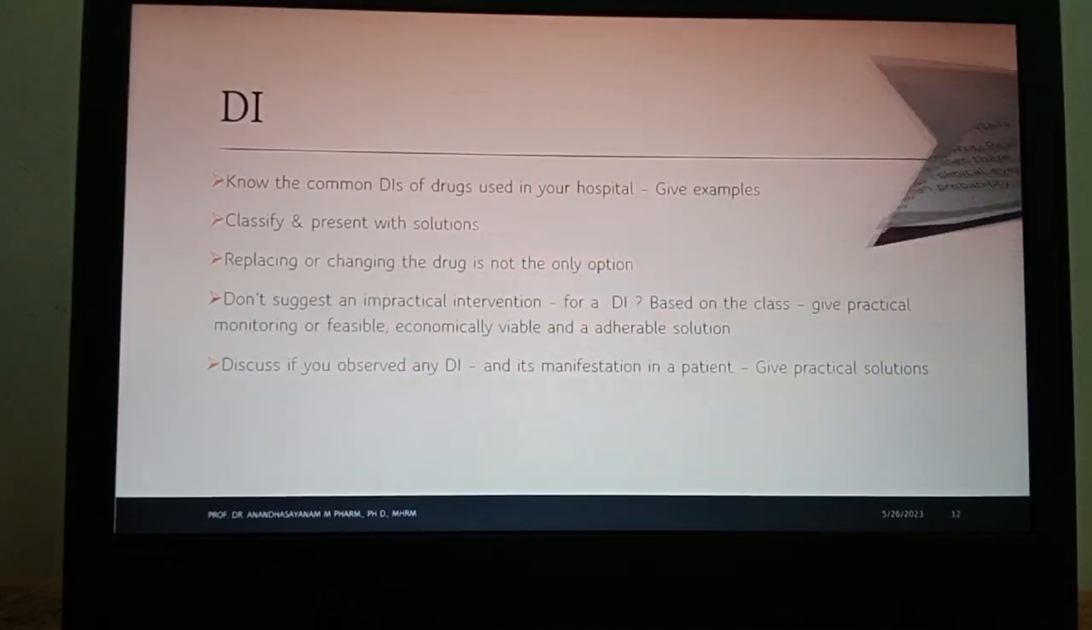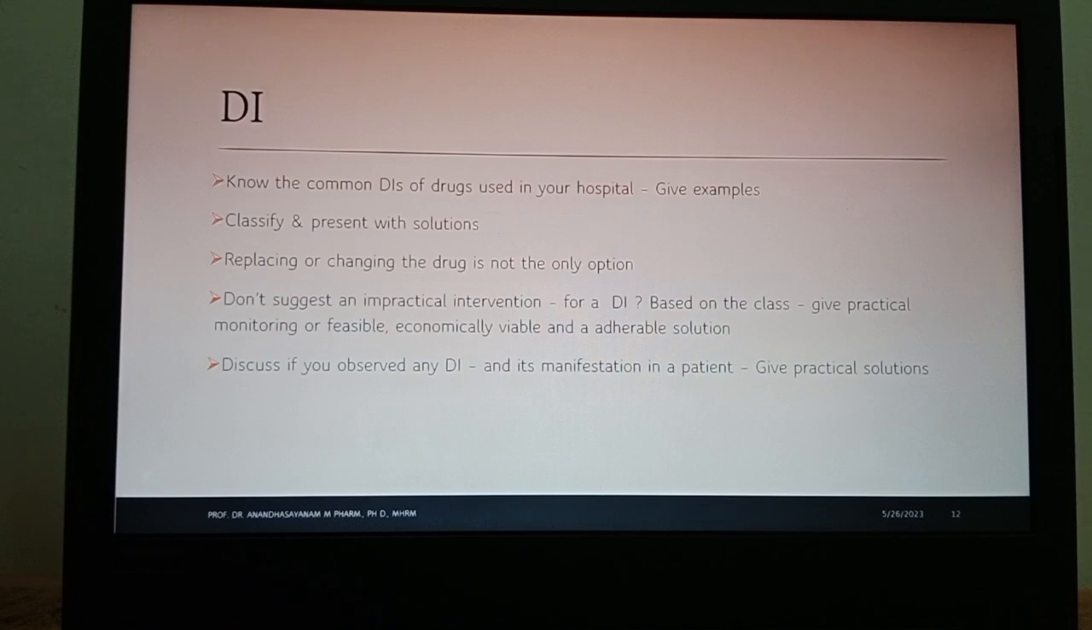Now we move on to the drug interactions. Know the common drug interactions of drugs used in your hospital. Give examples, classify and present with the solution. Now, two drugs are interacting, and so replace the drug, change the drug. It is not the only option.